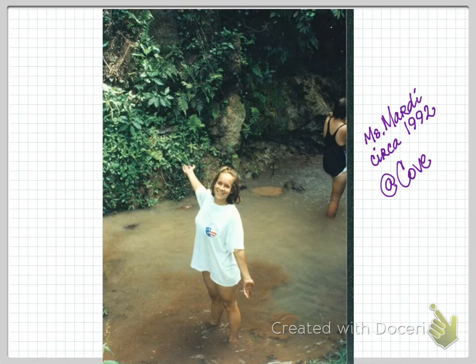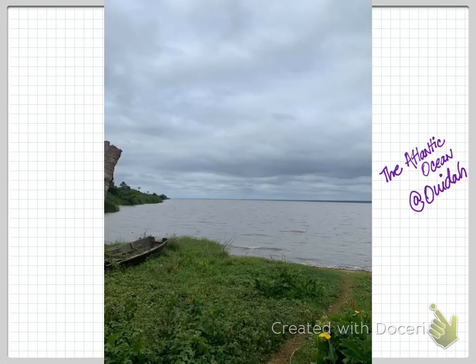Anyway, I'm in Covè, and I wish I had the rest of the photos. They are actually in my classroom. I'm at the bottom of a waterfall. It is so beautiful. This was one of the most gorgeous places I ever visited when I was serving in Peace Corps. Then here is the Atlantic Ocean from the city of Ouidah in the country of Benin. I lived there for 3 years of my life, and the ocean is approximately 1 mile from where I lived.